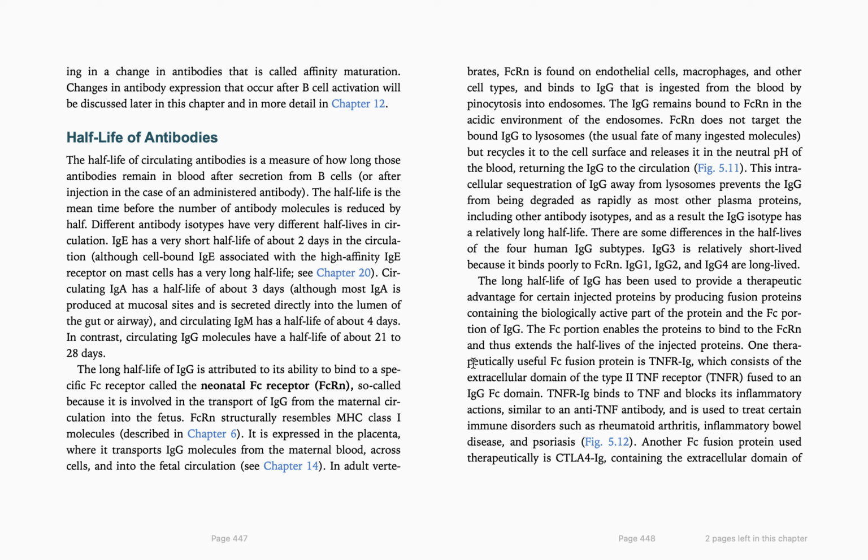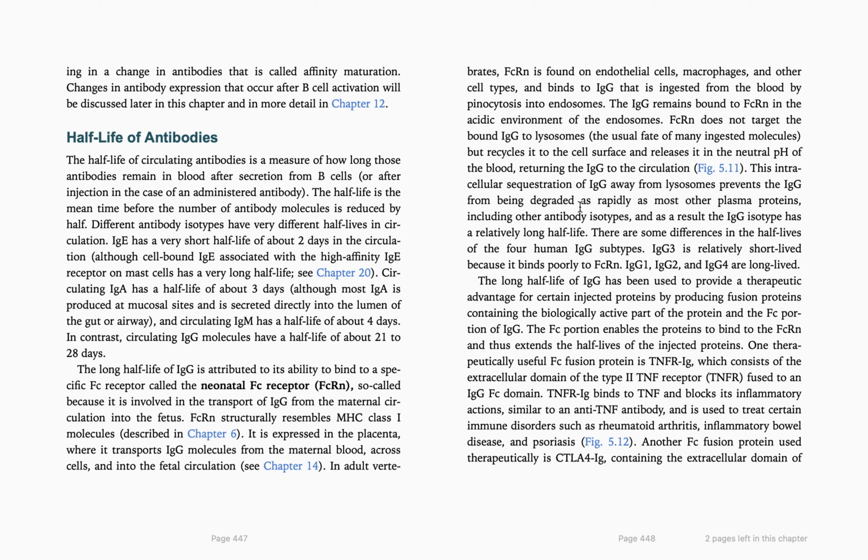In adult vertebrates, the neonatal Fc receptor is found on endothelial cells, macrophages, and other cell types, and binds to IgG that is ingested from the blood by pinocytosis into endosomes. The IgG remains bound to FcRn in the acidic environment of the endosomes. FcRn does not target the bound IgG to lysosomes, the usual fate of many ingested molecules, but recycles it to the cell surface and releases it to the neutral pH of blood, returning the IgG to the circulation.